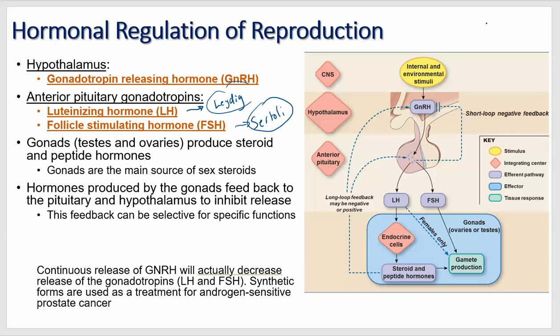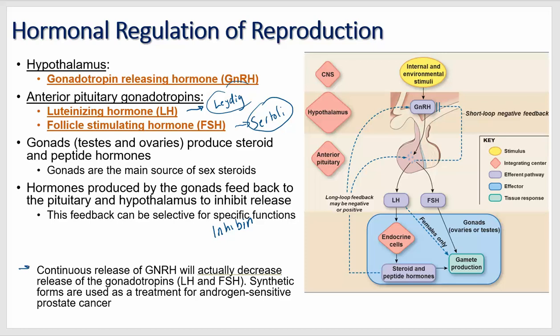So the hormones that are produced by the gonads will feed back. That's going to be negative feedback to the pituitary and to the hypothalamus to inhibit release. The feedback can be selective for specific functions, and what we're talking about here is that Sertoli cells can produce something called inhibin, whose sole purpose is to shut down Sertoli cells. We're going to talk about that in a minute.